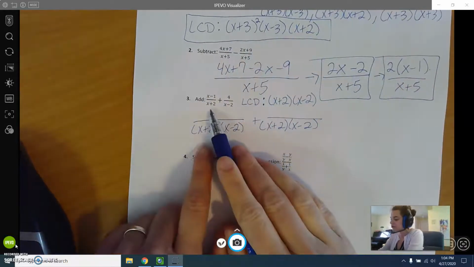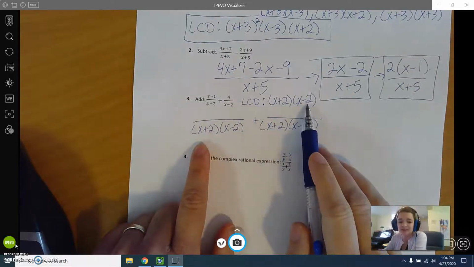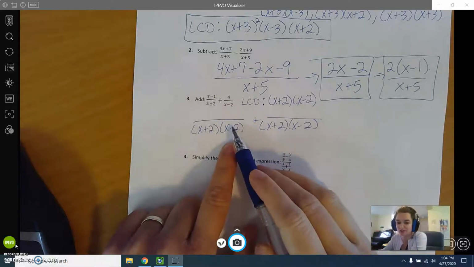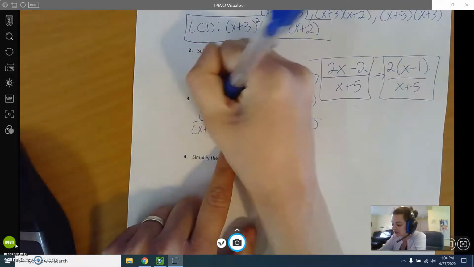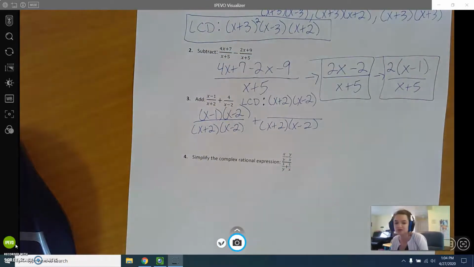So in the first one, my denominator is an x plus 2. So I'm missing the x minus 2, right? So what I'm going to do is multiply by x minus 2 over x minus 2. So that's going to be x minus 1 times x minus 2 over x plus 2, x minus 2.